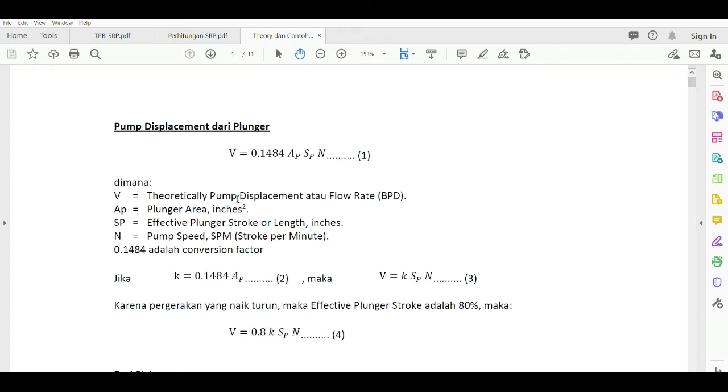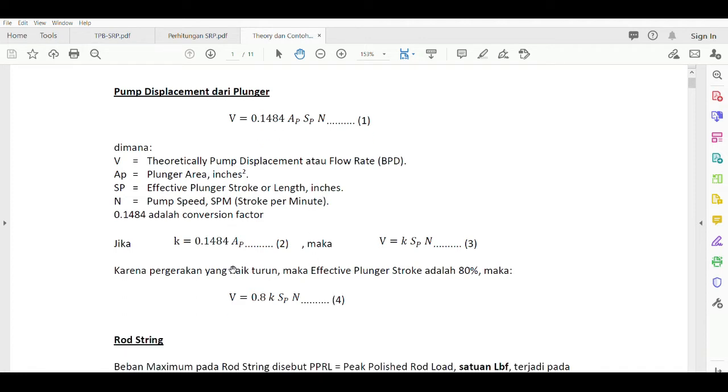It depends on the plunger area, of course. If you have a plunger, you have the area there, and the stroke length of the plunger, and then how many strokes per minute, SPM, this is N, and then 0.1484 is the conversion from barrel per day to inch cubed per second.